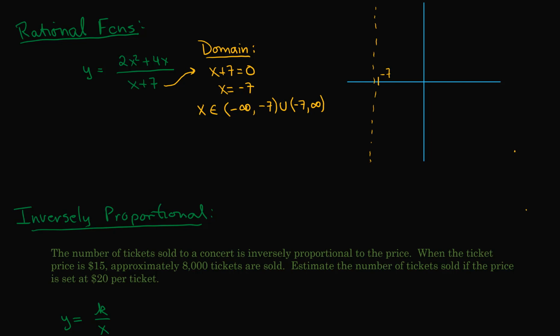Now, for this particular rational function, notice that the degree of the numerator is 2 and the degree of the denominator is 1. Remember, this is x raised to the first power. If the numerator is 1 degree higher than the denominator, you get something called a slant asymptote. A slant asymptote is an asymptote that comes along at an angle. It's not a situation where it's either vertical or horizontal.